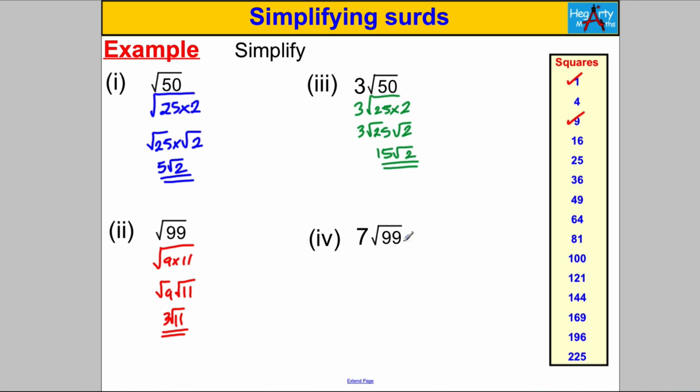And 7 root 99, how would we do that? Keep the 7. Think of the biggest square we can that goes into that, and it would be 9 times 11. So we would say that's 7 root 9 root 11. Root 9 is 3. 7 times 3, 21. And keep your root 11. And there you go. We've simplified those surds.